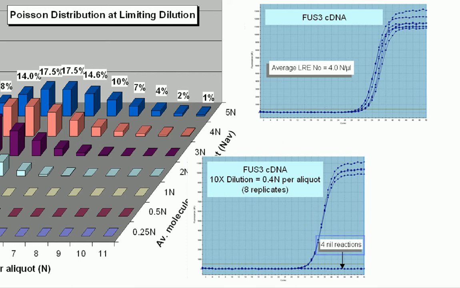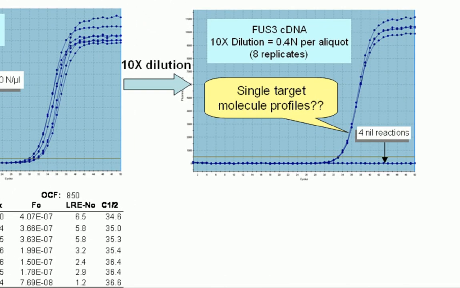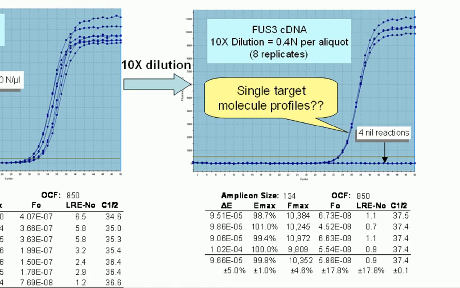However, the more obvious outcome of this analysis is restoration of profile clustering, which is predicted to be a result of amplifying single target molecules. If true, this would be a striking illustration of the precision that can be achieved with real-time PCR. Indeed, LRE quantification supports this contention, producing an average quantity of 0.9 target molecules.